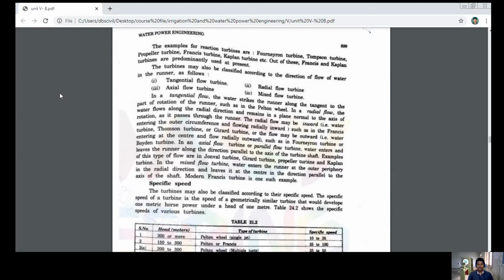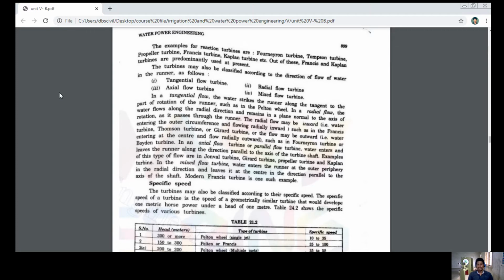In an axial flow turbine, or parallel flow turbine, we should be clear on this point: water enters and leaves the runner along a direction parallel to the axis of the turbine shaft. Let me give examples of this type. They are the Jonval turbine, Girard turbine, propeller turbine, and Kaplan turbine.